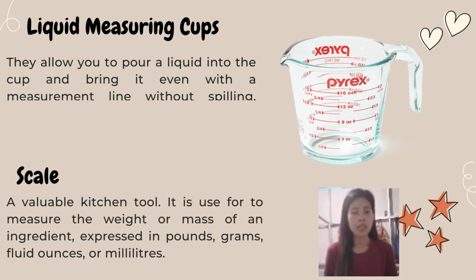A scale is a valuable kitchen tool, and it is used to measure the weight or mass of an ingredient, expressed in pounds, grams, fluid pounds, or milliliters. So the question is, in preparing food or in food processing, why do we need to measure, why do we need a measuring device or measuring tool, why is it important in food processing?